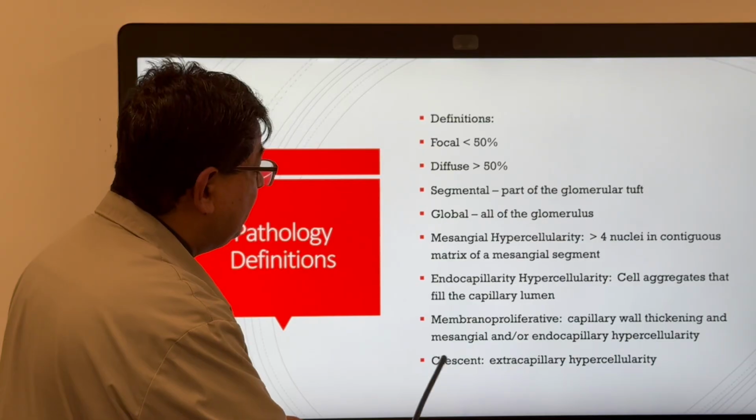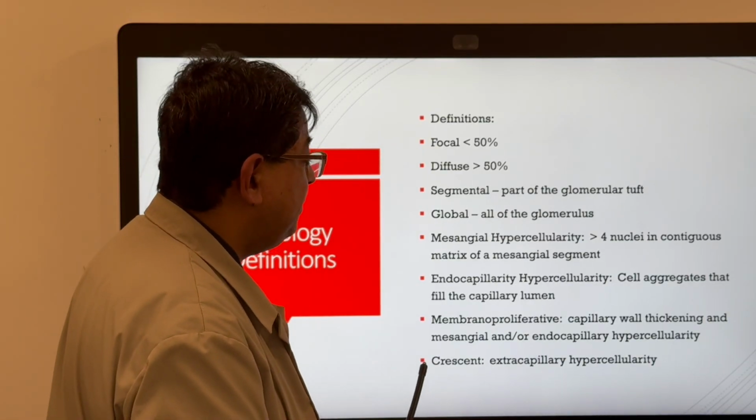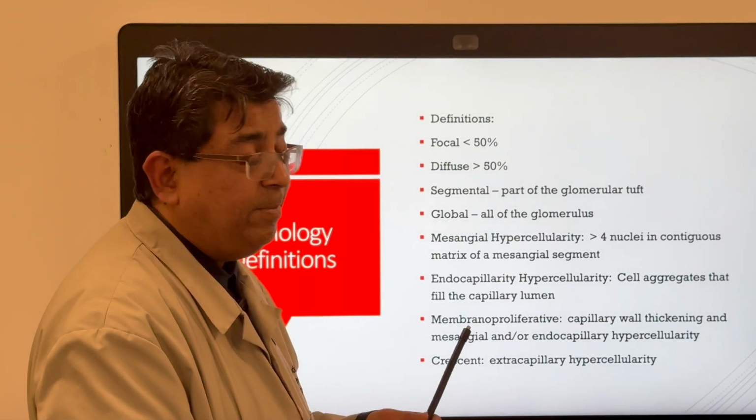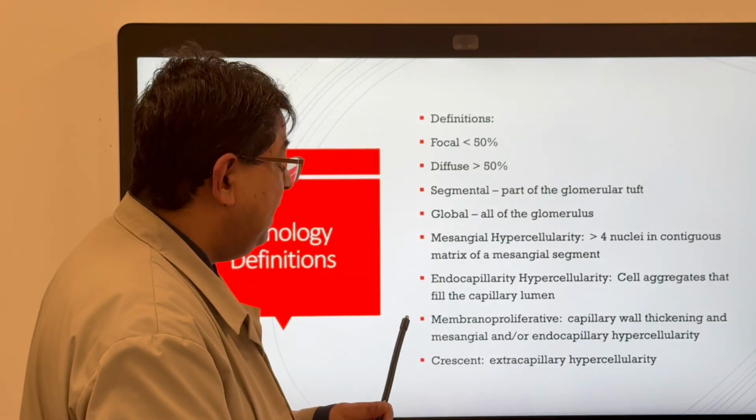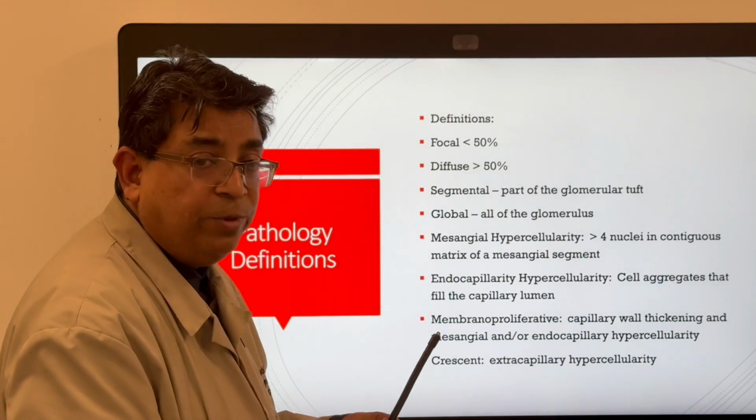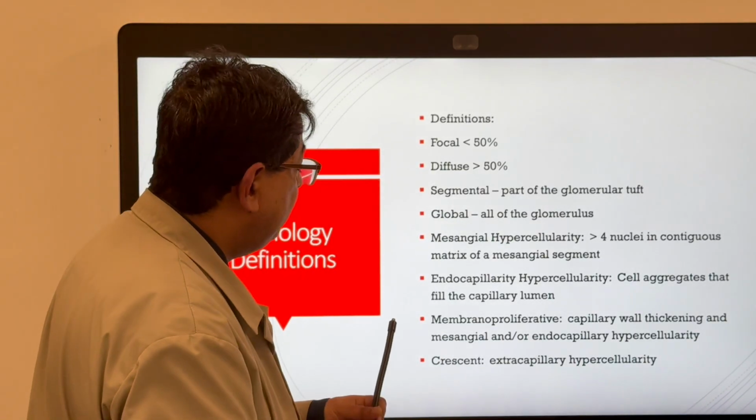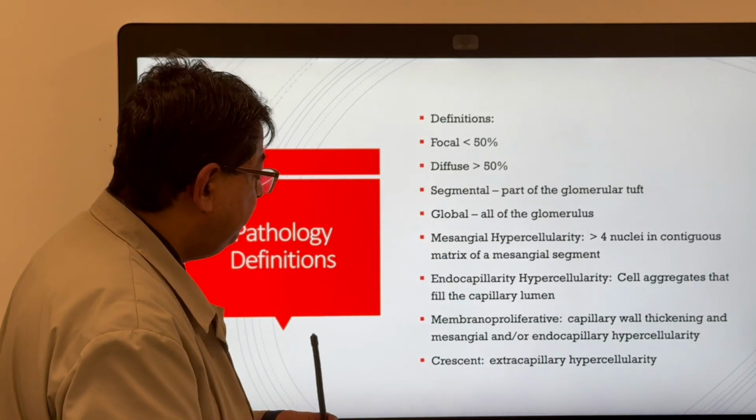And crescent, as we talked about, is extracapillary hypercellularity, because the glomerular basement membrane is damaged and fibrin and cells will leak through the glomerular basement membrane into the Bowman's capsule.